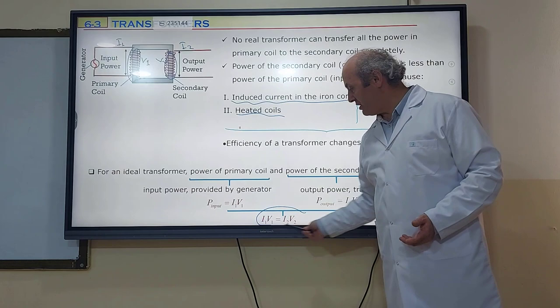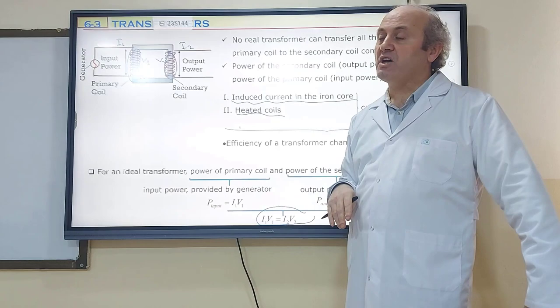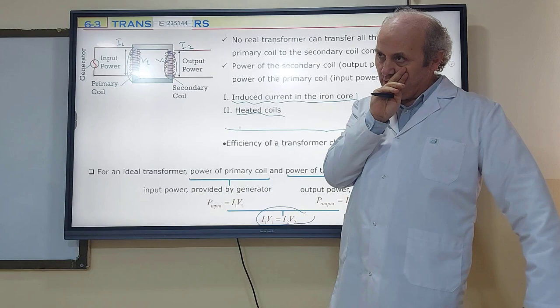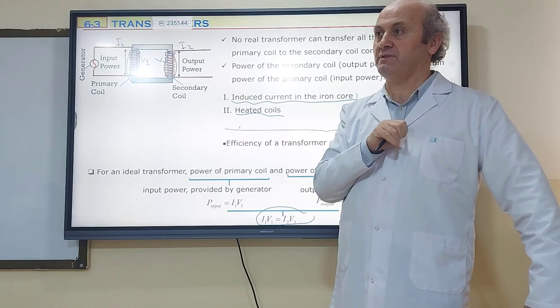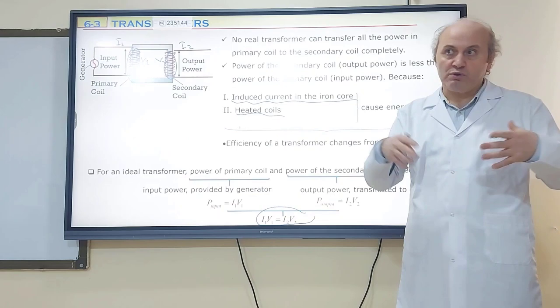But one thing you should know: a transformer can increase potential difference, but it doesn't increase power. Transformers cannot increase the power. Power can be at maximum the same number. Sometimes you get confused. Step up doesn't mean step up power, it means step up potential. Input and output power can be at most equal to each other, but in reality, output is always less than input because of the lost energy.